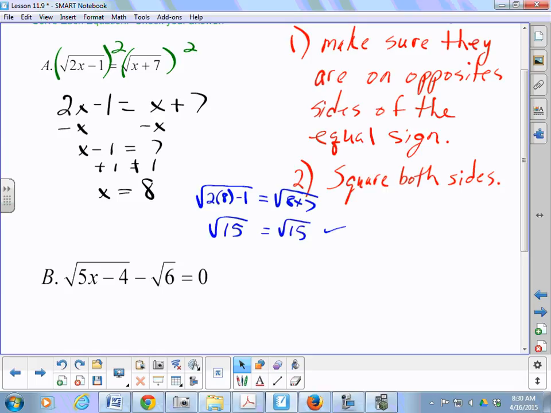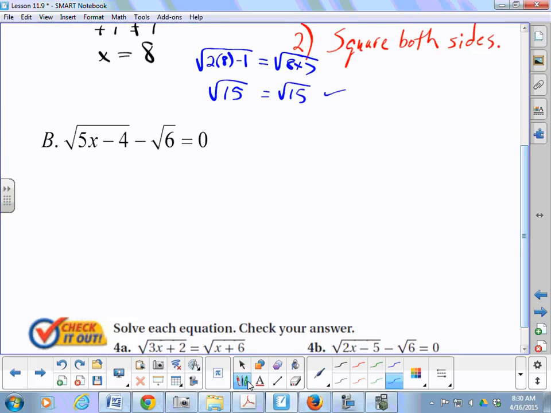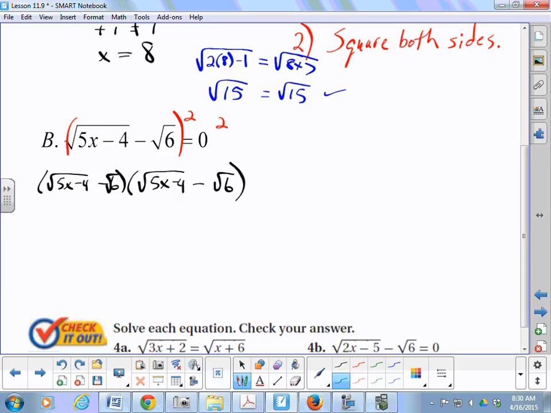The problem is, this is what you would get. So watch, and be amazed and then be like, ooh, that's ugly. So I square both sides. This is what I get when I square both sides. Now, how would you like to FOIL that? Might be a little hard. If you leave them on the same side, you have to FOIL that.